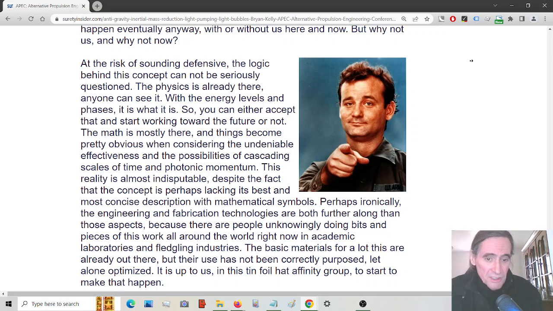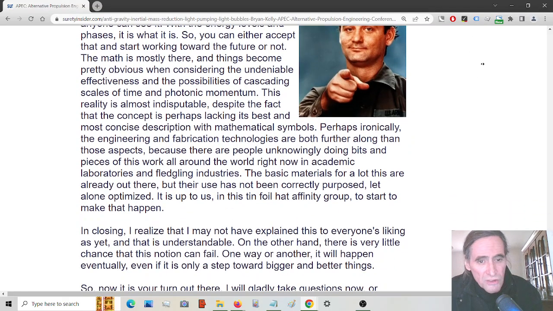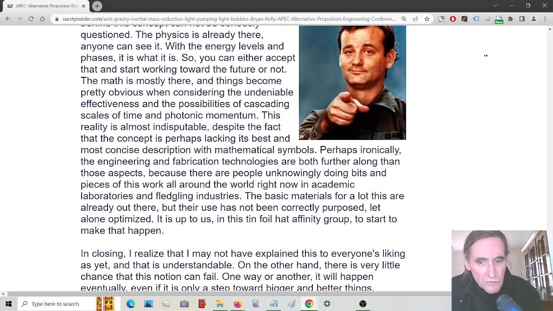This reality is almost indisputable, despite the fact that the concept is perhaps lacking its best and most concise description with mathematical symbols. Perhaps ironically, the engineering and fabrication technologies are both further along than those aspects, because there are people unknowingly doing bits and pieces of this work all around the world right now in academic laboratories and fledgling industries. The basic materials for a lot of this are already out there, but their use has not been correctly purposed, let alone optimized. It is up to us in this tinfoil hat affinity group to start to make that happen.